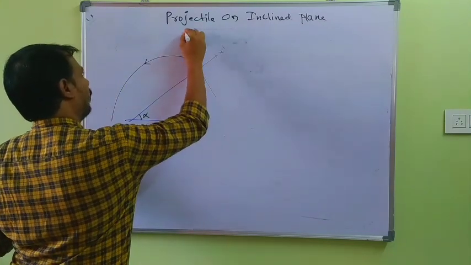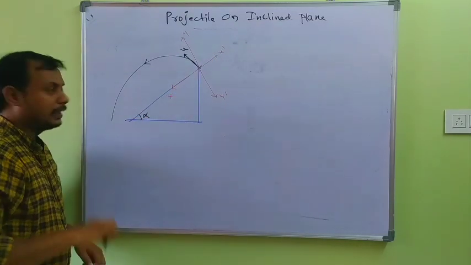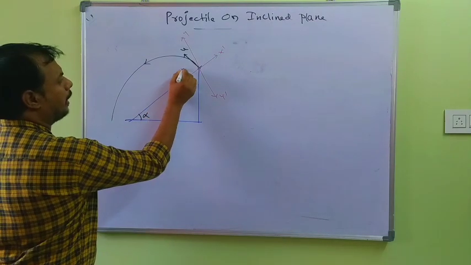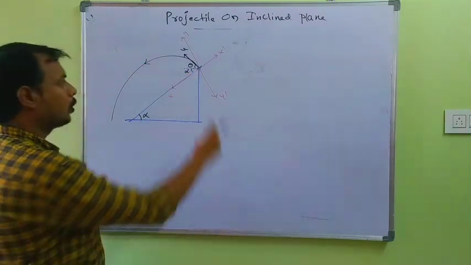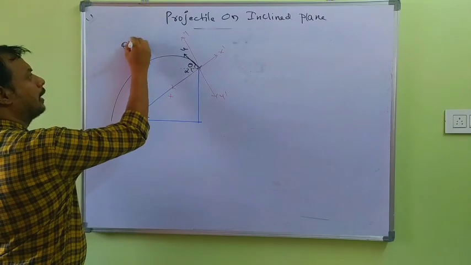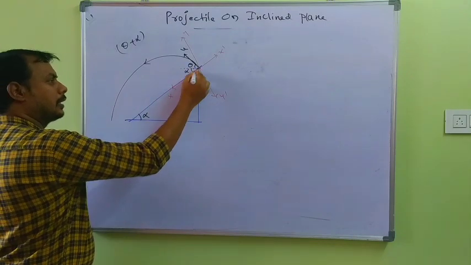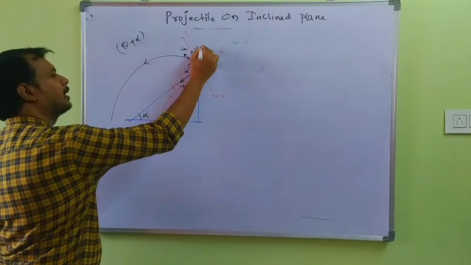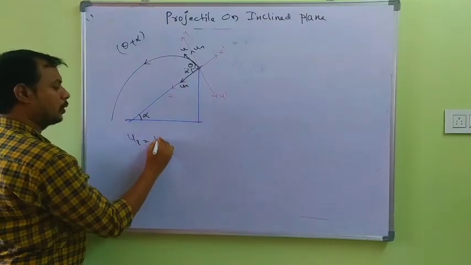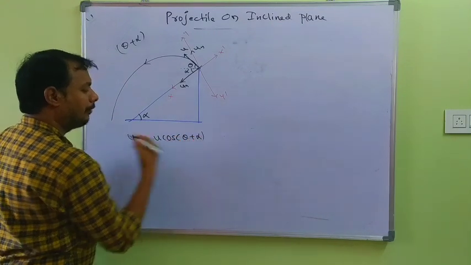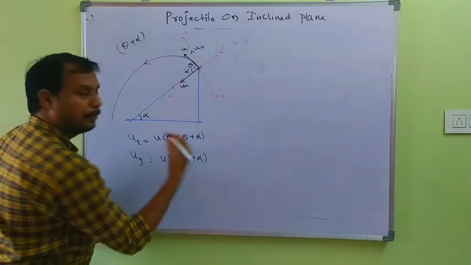x, y, y dash, and this is x. So u is the initial velocity of the projectile, and the horizontal angle of projection is theta, and the inclination is alpha. So the total angle with the inclined surface is theta plus alpha. Now u is resolved into two components, a horizontal component and a vertical component. Ux is equal to u cos (theta plus alpha), and uy is equal to u sin (theta plus alpha).